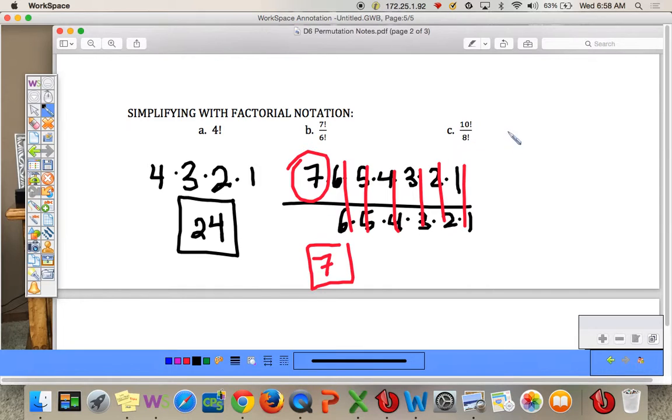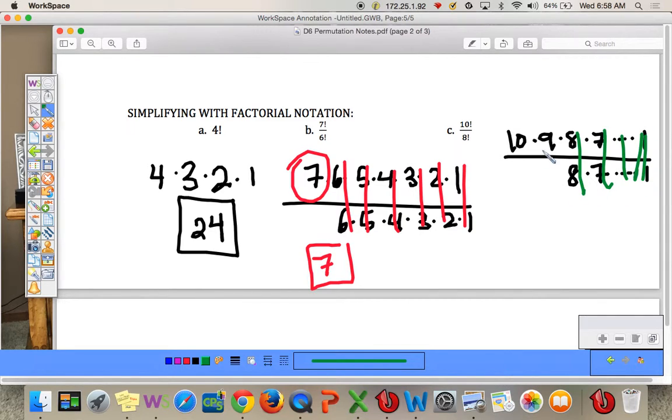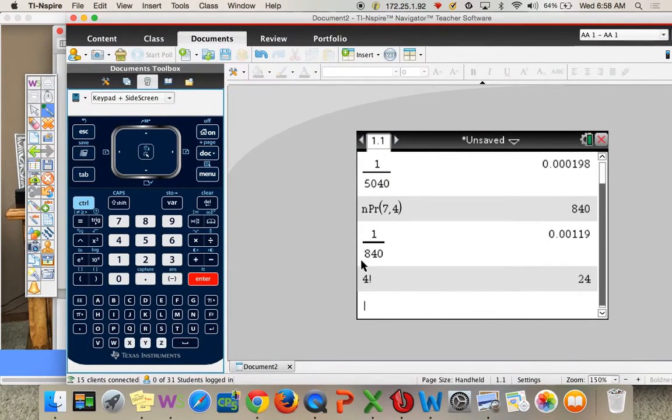So this one right here, it's going to be 10 times 9 times 8 times 7 all the way down to 1 over 8 times 7 all the way down to 1. So if you think about canceling everything all the way down to 1, we have 10 times 9, which is 90. Again, in your calculator, you can do it if you forget that.